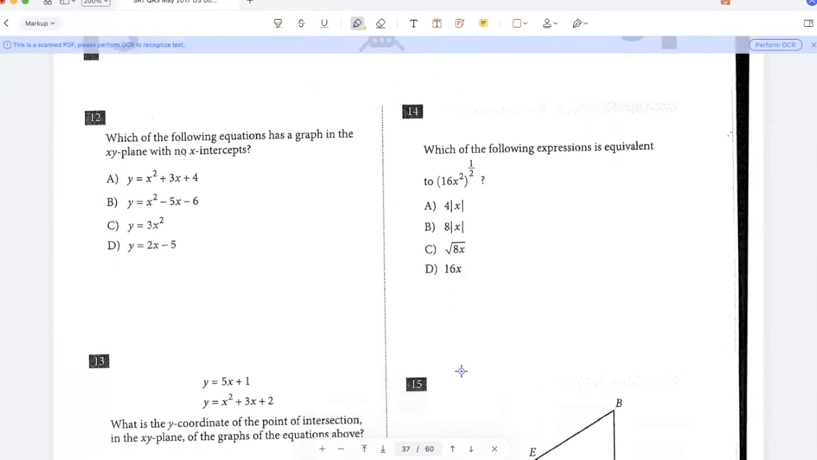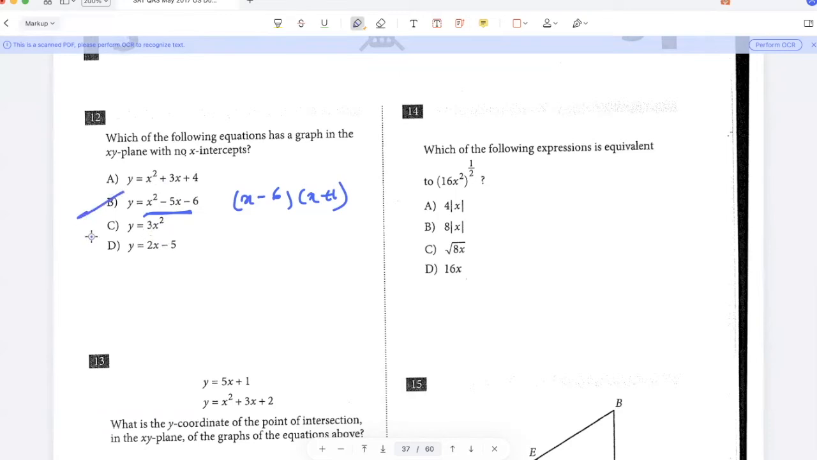Which of the following equations has a graph in the xy plane with no x-intercepts? Okay, so let's work with elimination. This can be written as (x minus 6)(x plus 1). So this has x-intercepts of 6 and negative 1, so this is not the answer.